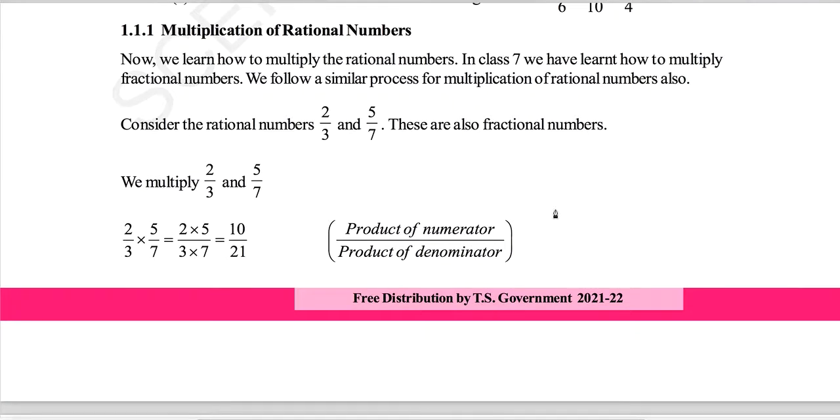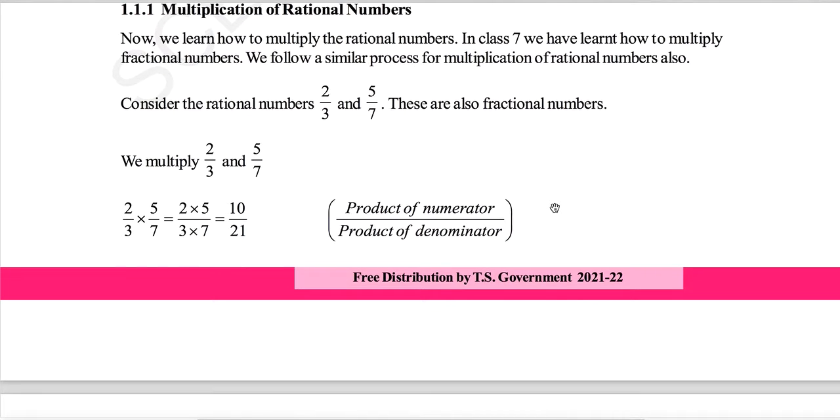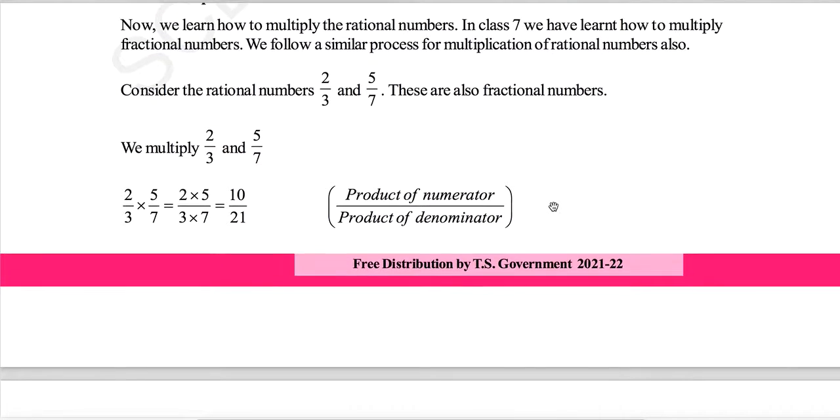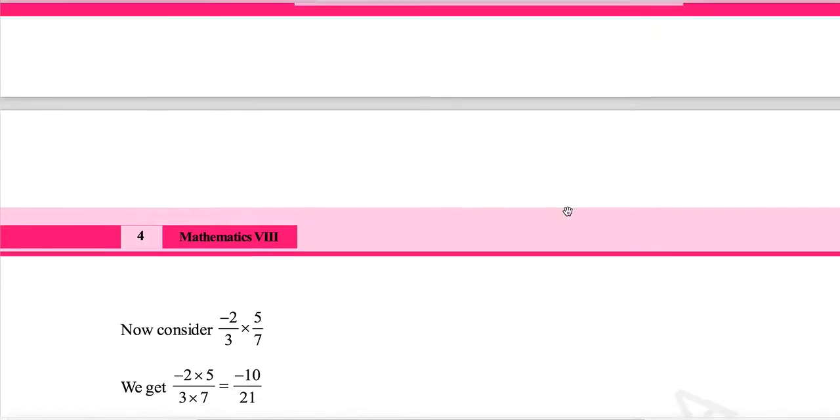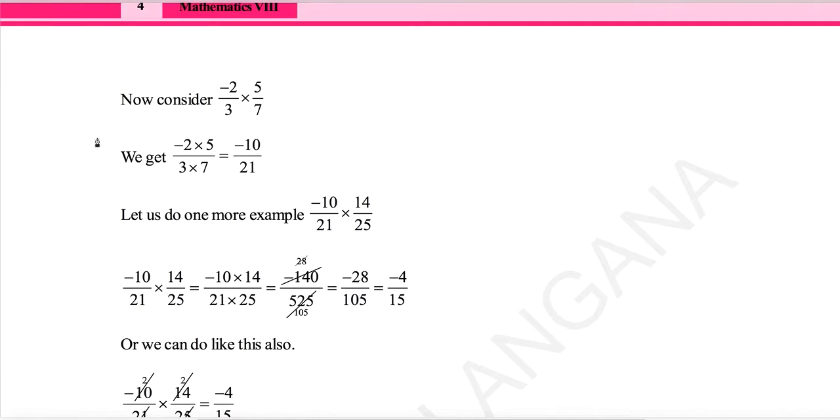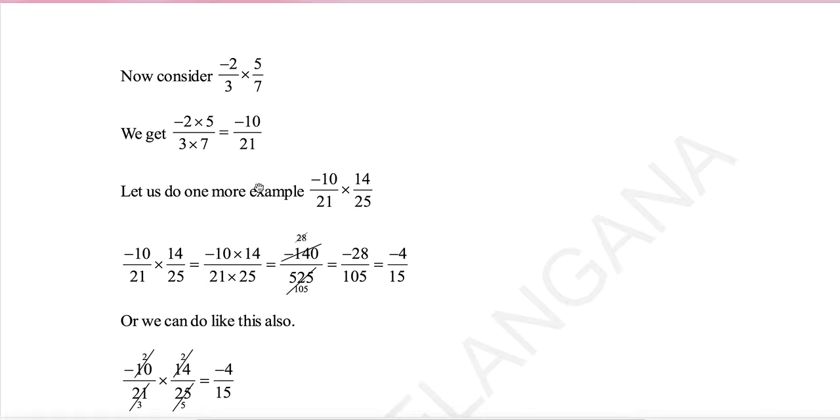Okay, multiplication of rational numbers. Now we learn how to multiply the rational numbers. In class 7 we have learned how to multiply fractional numbers. We follow a similar process for multiplication of rational numbers also. Consider the rational numbers 2 by 3 and 5 by 7. These are also fractional numbers. If we multiply 2 by 3 and 5 by 7, right? 10 by 21. Product of numerator upon product of denominator. Minus 10 by 21. No problem.